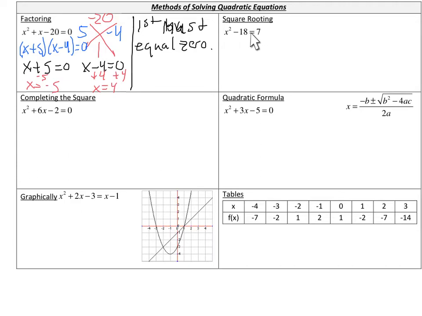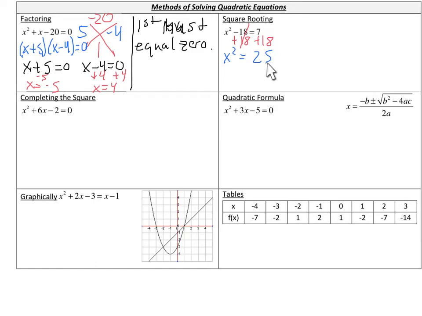In order to solve this one, we're going to solve by square rooting. Now, in order to solve by square rooting, the first thing you want to do is get the x squared by itself. So the first thing I'm going to do is add 18 to both sides. I now have x squared equals 7 plus 18, which is 25. Now, some of you can look at that and go, oh, what squared is 25? Oh, that's 5. But isn't it also negative 5? Yes. Won't positive 5 and negative 5 both give us that when squared? Yes. So some of you can see the answer right now.